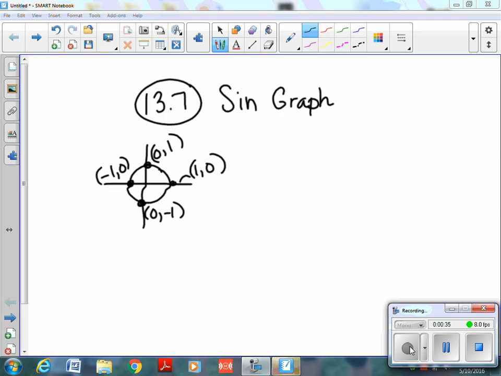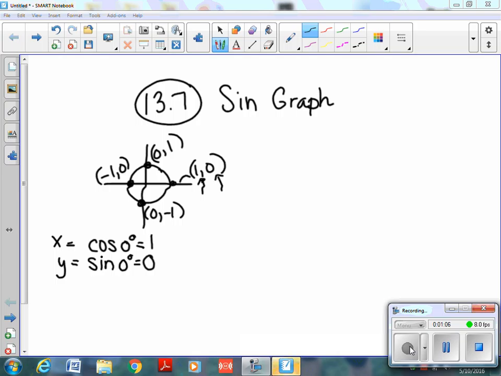You can remember from the beginning of the chapter, if I ask you to find the cosine of 0 degrees, you would look at the first value, which is 1. If I asked you to find the sine of 0 degrees, you would look at the second value, which is 0. We're only doing the sine. The sine is the y value, and the cosine is the x value of this circle.